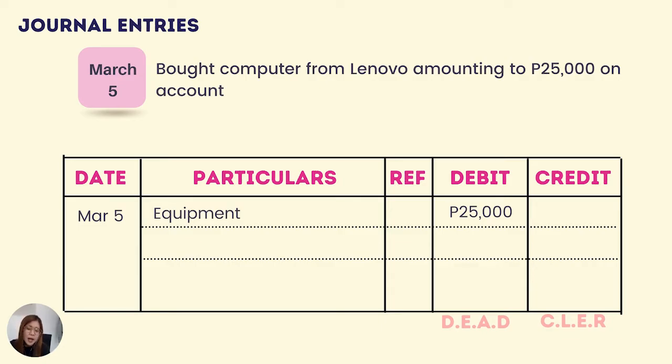And we mentioned to increase the asset. Anong ginagawa natin? Dinidebit natin. So, paulit-ulit lang tayo, diba? Therefore, let's put the amount of equipment under the debit column to increase the asset.